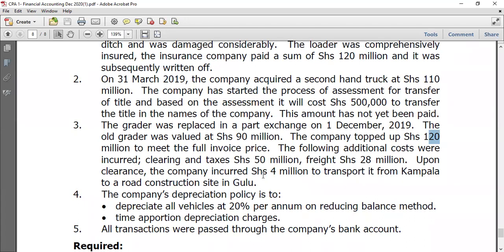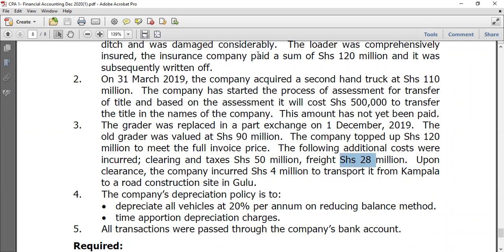Now, this 4 million of transporting it from Kampala to road construction is a revenue expenditure that is supposed to be expensed, okay? So it shouldn't be recognized. So we shall only add 50 million because this value increases the value of the asset. There are costs that are incurred in bringing the asset into operation. So this 50 million, 28 million, all should be added to the value of the asset.